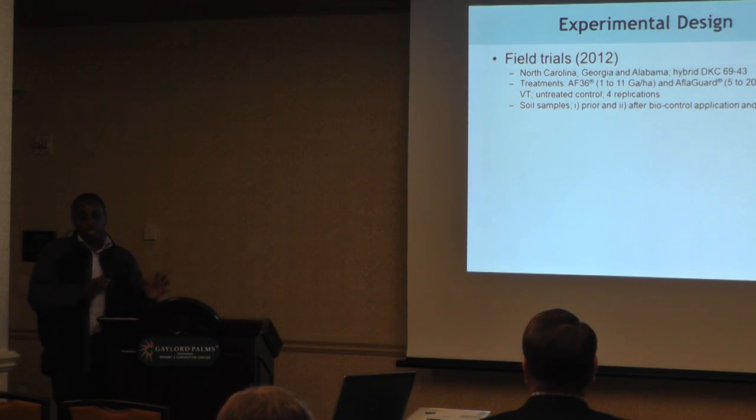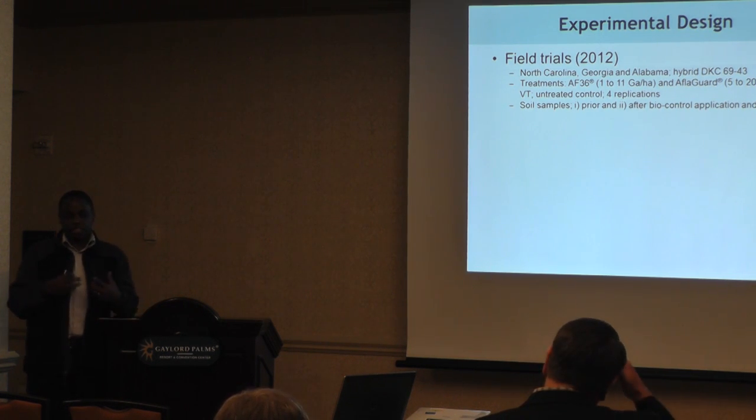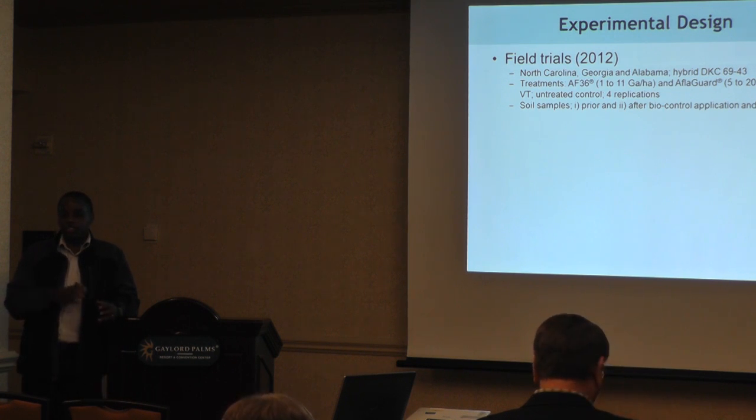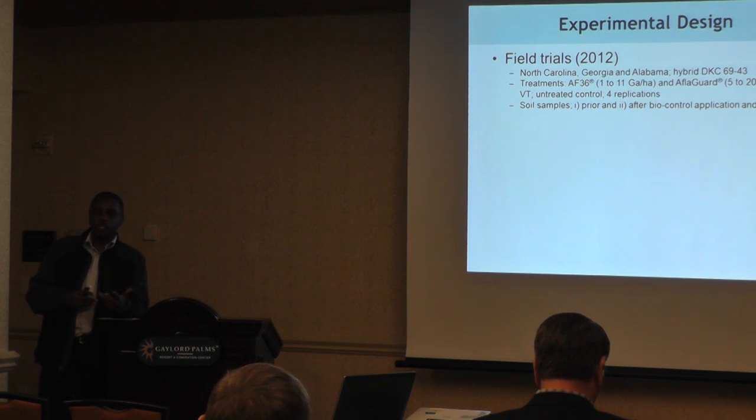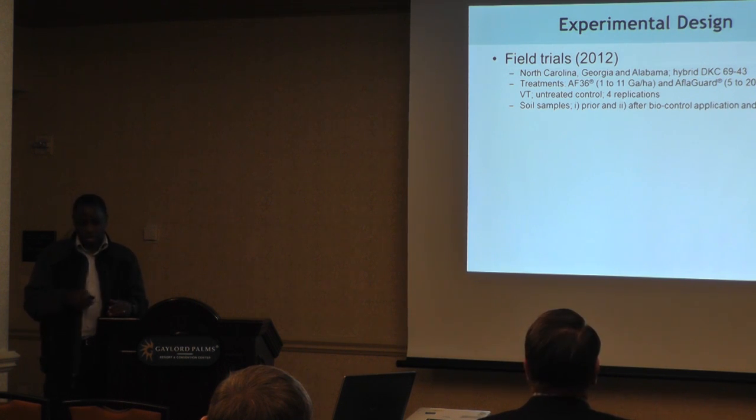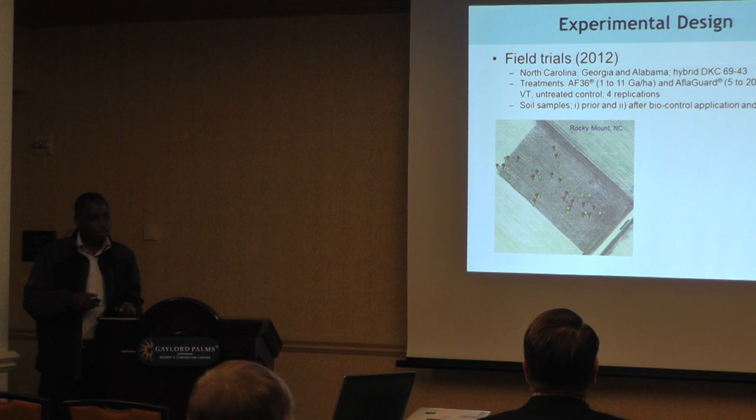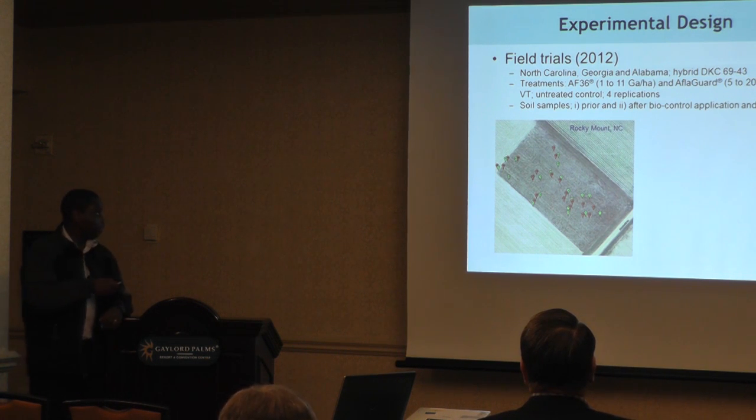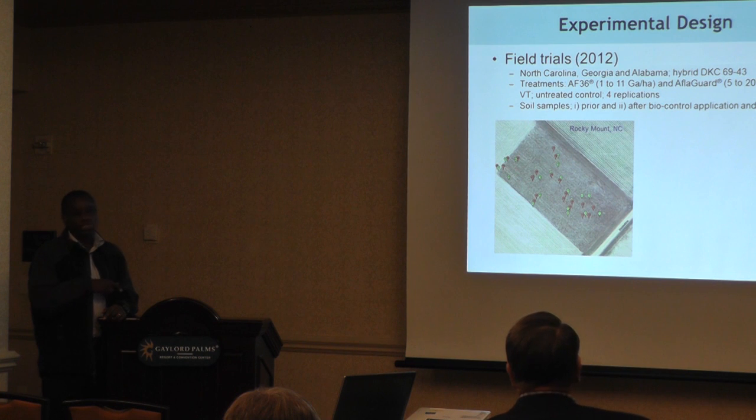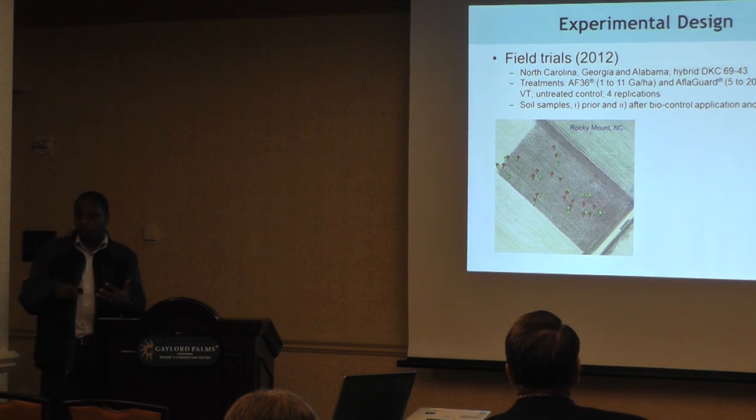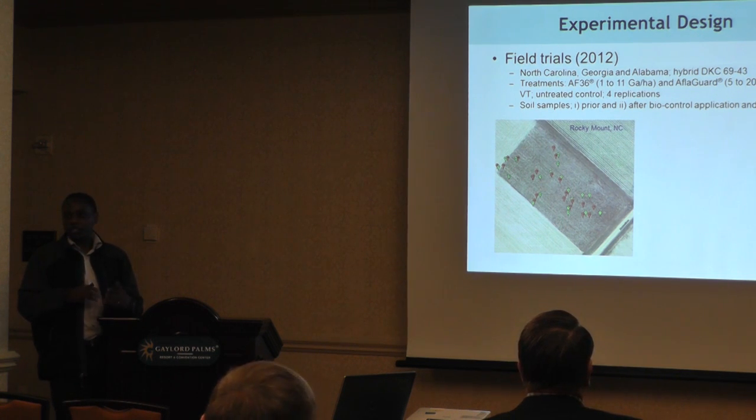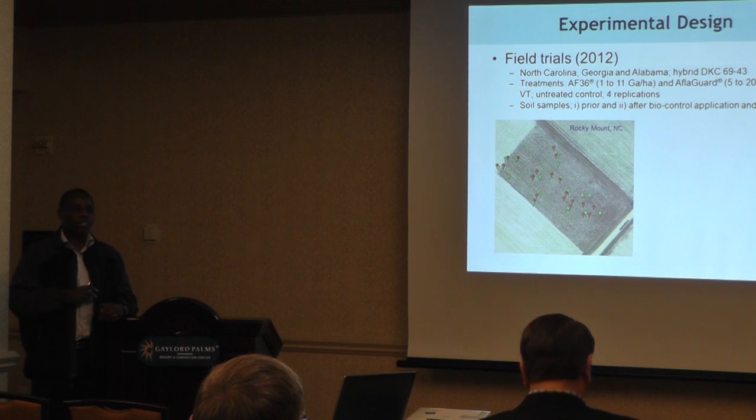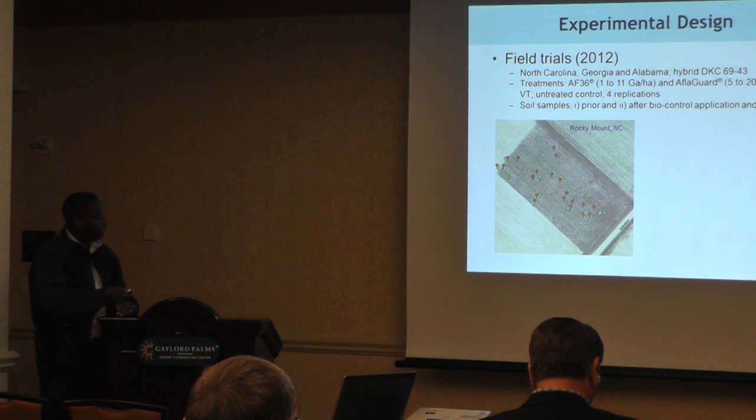Since we wanted to see the impact of population structure, or the genetics, in the soil, we collected soil at different time periods. We had baseline data where we collected the soil before the application of the biocontrol, then one week after the application of the biocontrol, and then we also collected soil at harvest. Here is a schematic showing how the samples were collected. We have 20 samples total. The red ones were collected before application of biocontrol. The green ones are where the soil was collected after the biocontrol, and also at harvest.